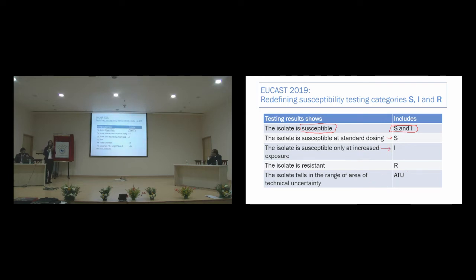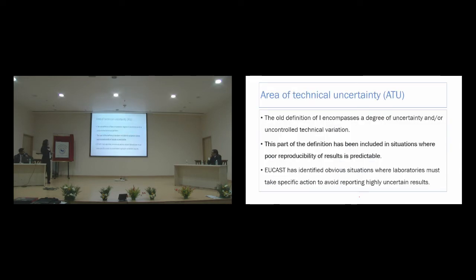There is also a column available that is called ATU, that is area of technical uncertainty. Next slide, I'll tell you what is that. But to just familiarize with this term, what is used in EUCAST 2019, S includes S and I. S for susceptible with standard dosing. I is for susceptible with increased dosing. R is for resistant. And also there is the term ATU. So what is this ATU? ATU is, for a few drug bug combinations, there was a lot of uncertainty.